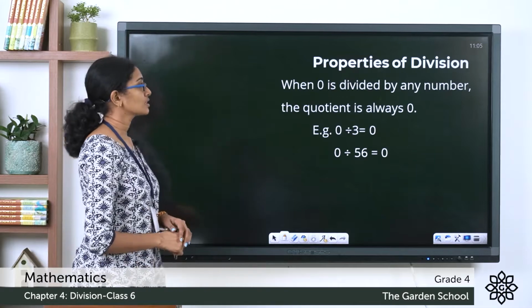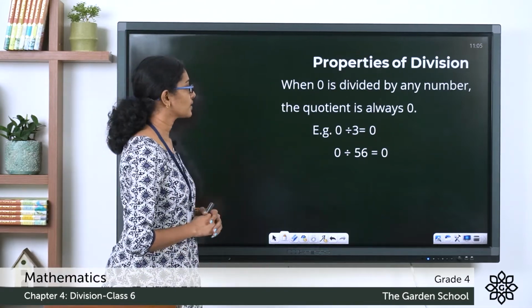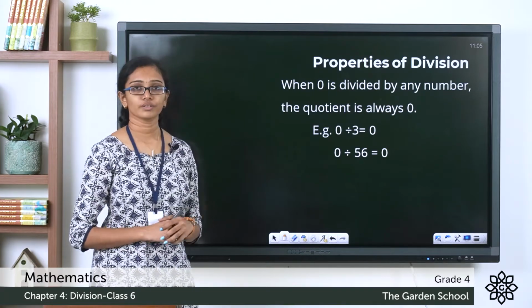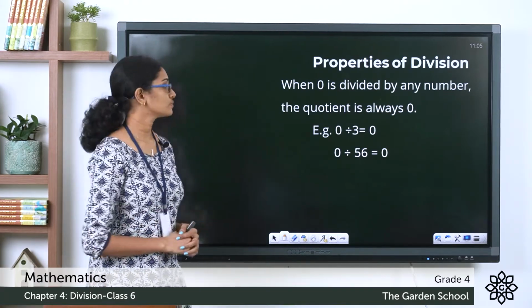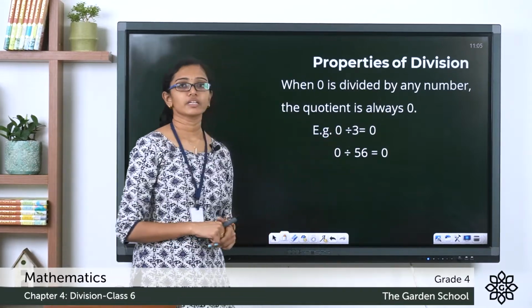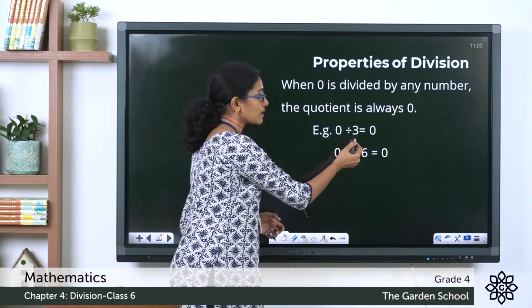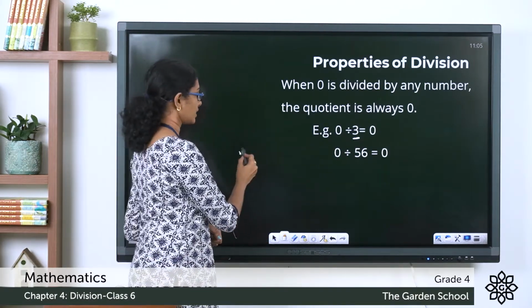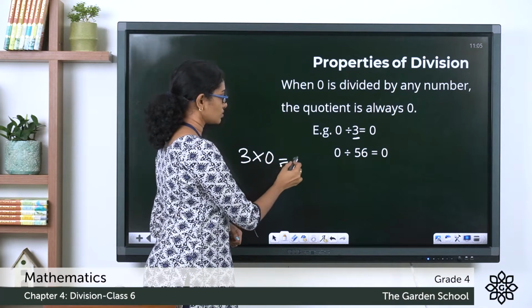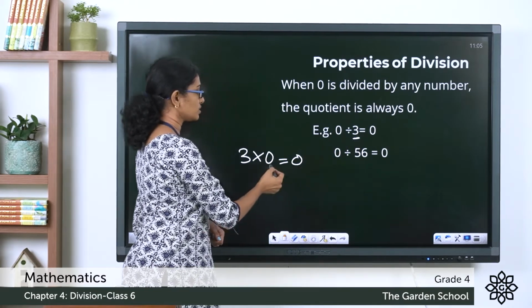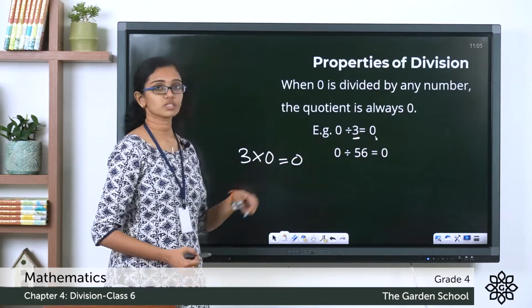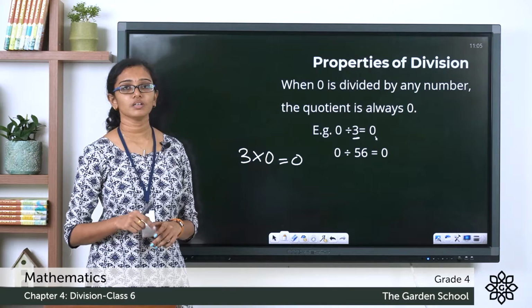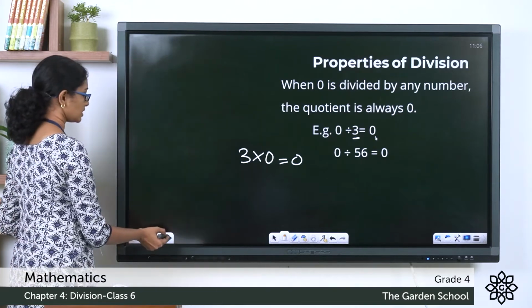Now, then we have the next property, or the property of 0. When 0 is divided by any number, the quotient is always 0. See, 0 divided by 3 equals 0. What should be multiplied to 3 to get this 0? 0, right? 3 into 0 gives you 0. So there we have this 0, which is the dividend itself. Here the dividend is 0. 0 divided by any number gives you 0 itself as the quotient.